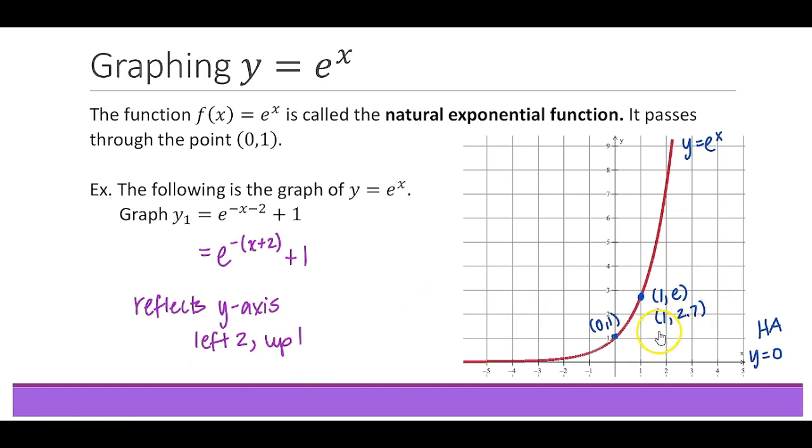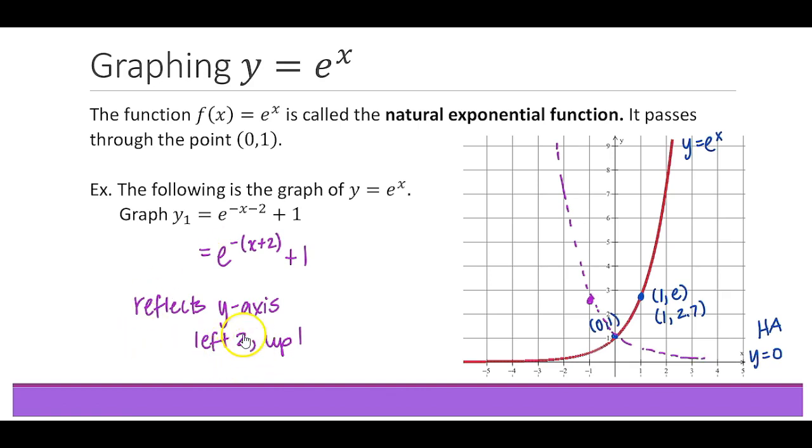So let's go ahead and think about the reflection first. So the reflection over the y-axis will keep 0, 1 right on the y-axis, but 1, e is going to flip over to negative 1, e. And then I'm going to go ahead and have, now instead of an increasing function, a decreasing function, but I'm just going to go ahead and sketch it as a dotted function because it's not the final graph.